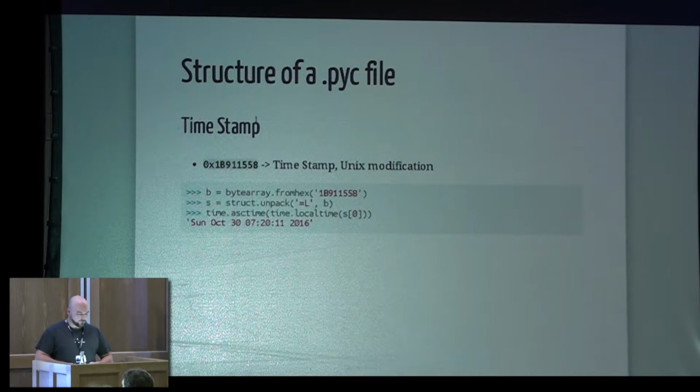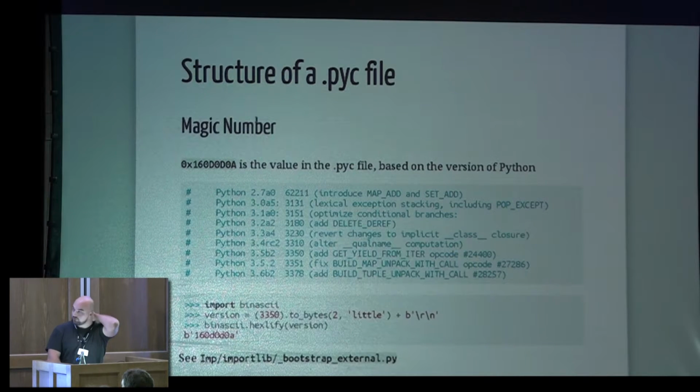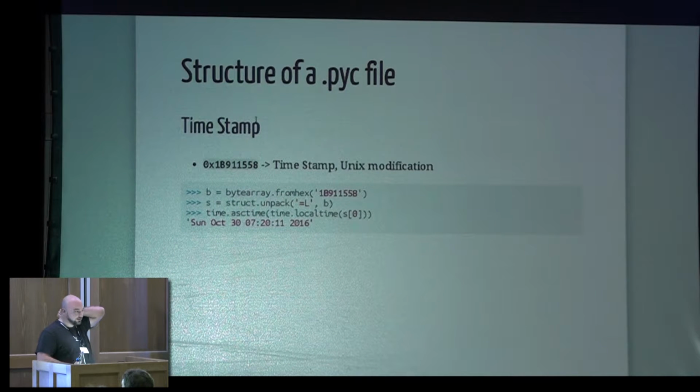For the timestamp, there is a significance for that. The timestamp is just the date of the modification time of the py file. This information, the magic number and the timestamp, will be checked by the interpreter. If the timestamp is not correct, it will regenerate and recompile the file. That's the reason why you don't have an issue with a new version of your Python file and the PyC file.